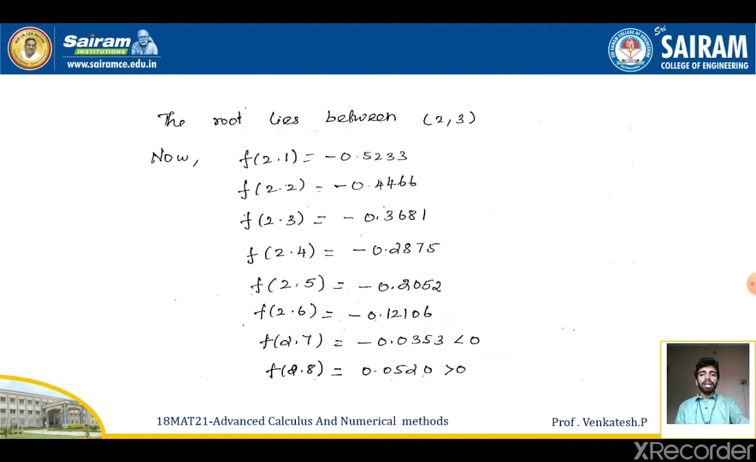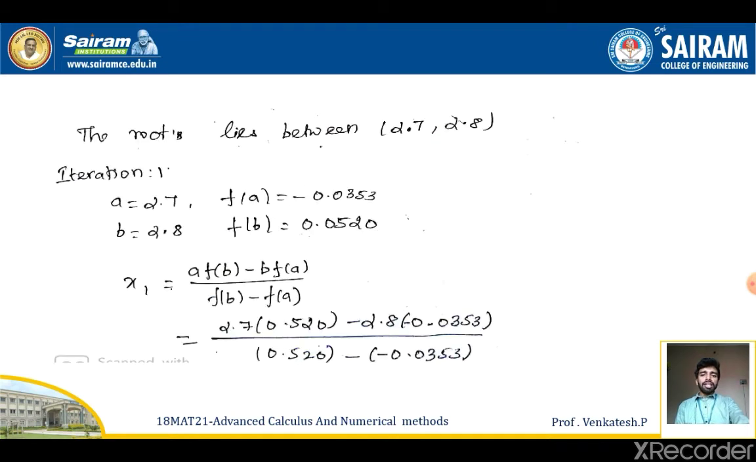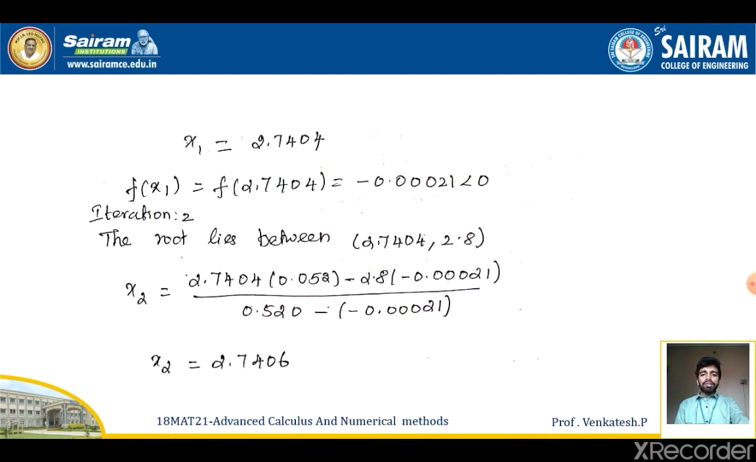Now I'm going to start the iterations. In the first iteration, I'm going to compute the value of x1. The formula for x1 is a f of b minus b f of a, divided by f of b minus f of a. In this formula we have to replace the values of a and b, and also the values of f of a and f of b, which have been computed already in the previous process. If we simplify all these values, the solution will be x1 is equal to 2.7404. So this is the value for the first iteration.